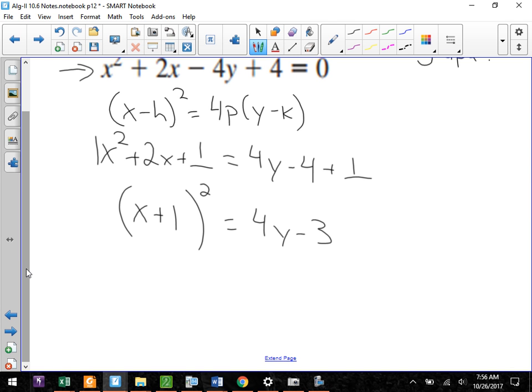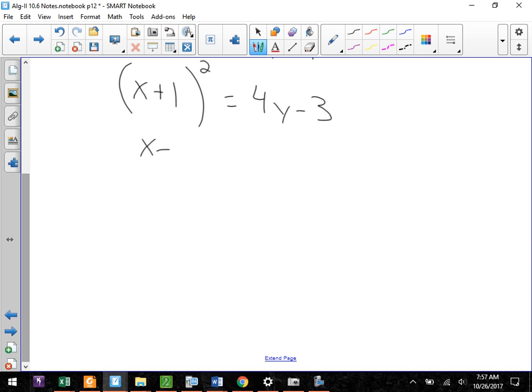We're almost done. What do I have to do now to the right side to make it look like 4p times the quantity y minus k? Whatever it is, you got to factor out the coefficient of y, no matter what that number is. You always factor out that coefficient of y because it's got to be on the outside. What's the coefficient of the y here? 4. So I factor out a 4, and it just looks a little weird. You get x plus 1 quantity squared equals 4 times the quantity y minus 3/4. And now I know how to set my value for p. Now I know how to find my h and my k, and I go from there.